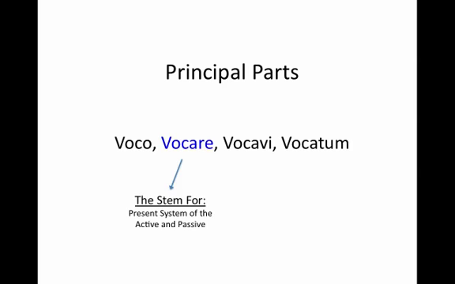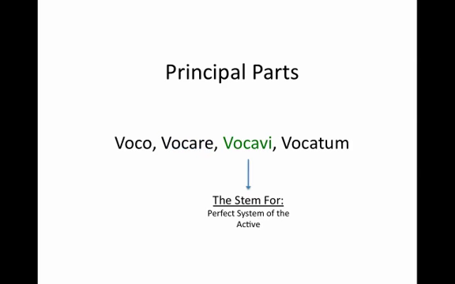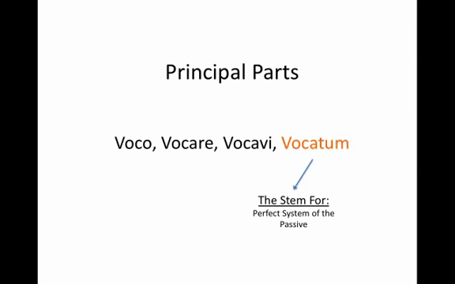Now we've said before that that second principal part there in blue, our infinitive, is used for the stem for the present system of the active and passive voice. Our third principal part here in green, wokawi, is going to be used for the stem of the perfect system of the active voice. Today we're going to be working with the perfect system, the passive voice, however, and for that we're going to use this fourth principal part, wokatum, in orange.